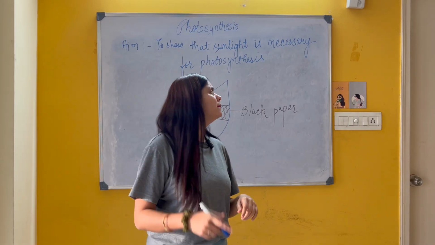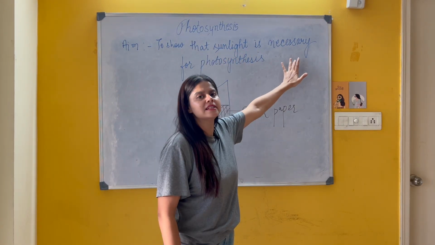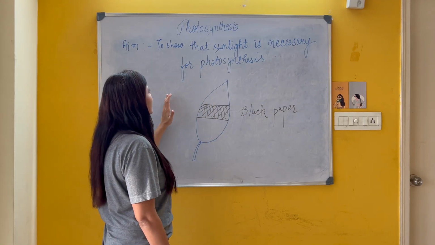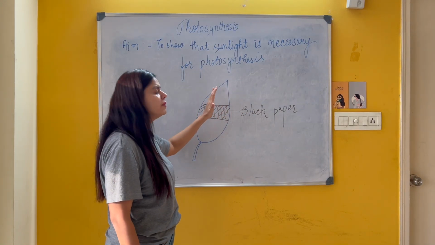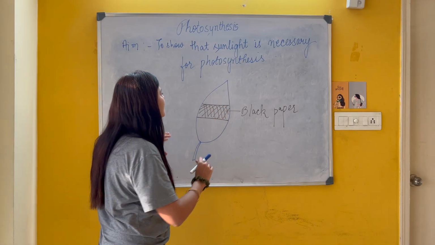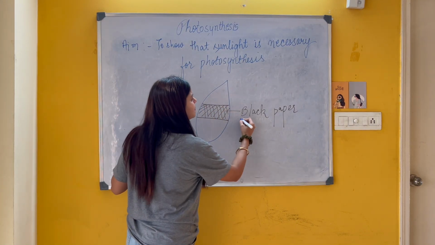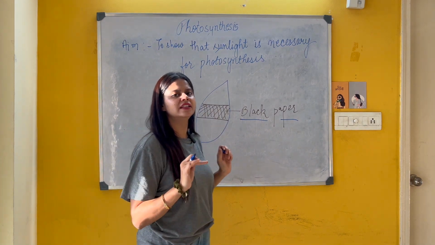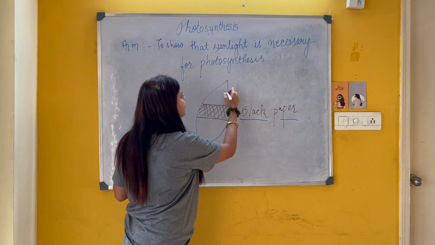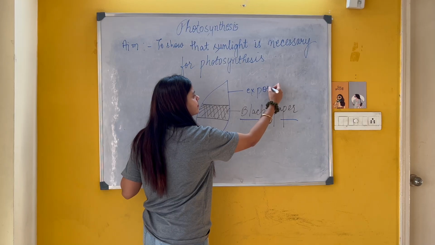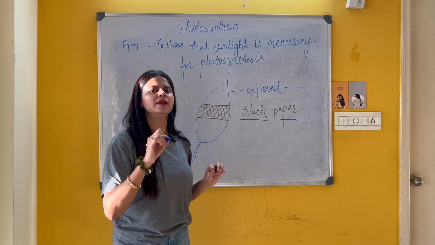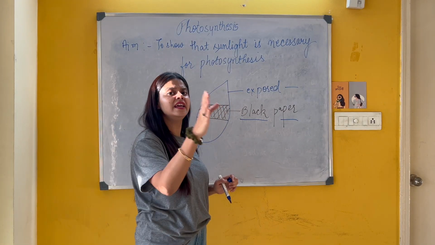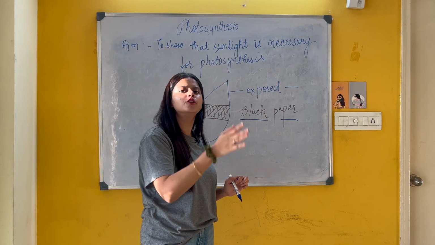Now the next experiment is to show that sunlight is necessary for the process of photosynthesis. So what is done in this experiment? They have taken a leaf from a destarched plant. Some part of this leaf is covered by black paper. So the part of the leaf which is covered by black paper is not receiving the sunlight. The other part of the leaf is exposed to sunlight. Which part will carry out photosynthesis? The covered part or the exposed part? Obviously the exposed part will carry out photosynthesis.